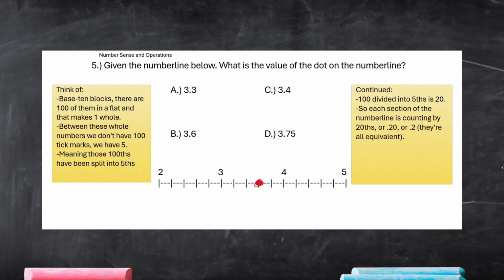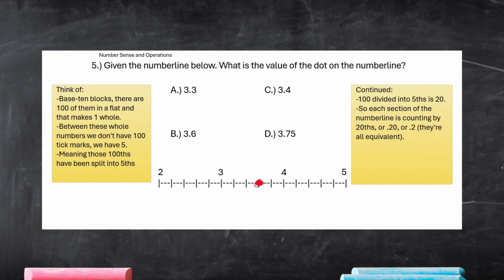Before we get into answering this, I want to read what I have on the post-it notes. On the left it says, I want you to think of base 10 blocks. There are 100 of them in a flat, and that makes one whole. Between these whole numbers, we don't have 100 tick marks, so we can't count by ones. We only have 5 tick marks. What that tells us is that we need to split those hundredths into fifths.